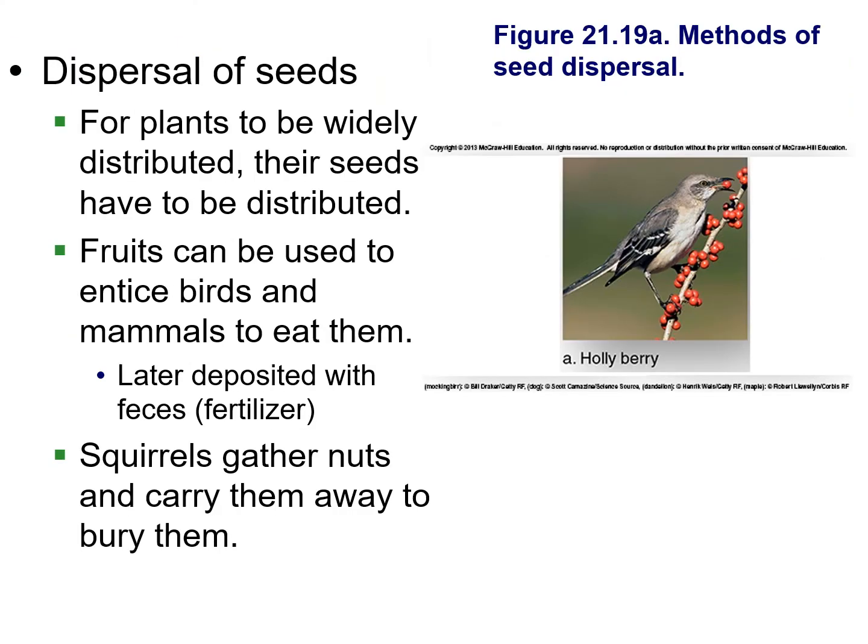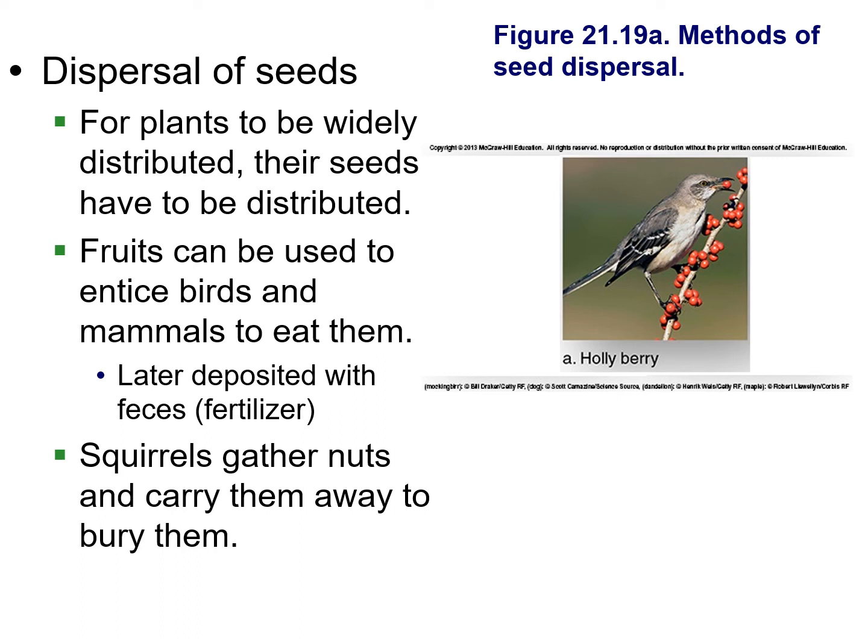Now, how do the seeds get out to the rest of the world? Well, that's through dispersal. There needs to be some form of getting it out there. Most plants will use some sort of an animal to do this. They'll provide them with food in the fruit, and later what will happen is the animal will eat it. So here's a mockingbird eating a holly. Later, that mockingbird will likely poop it out through its feces, and it will have fertilizer as it goes.